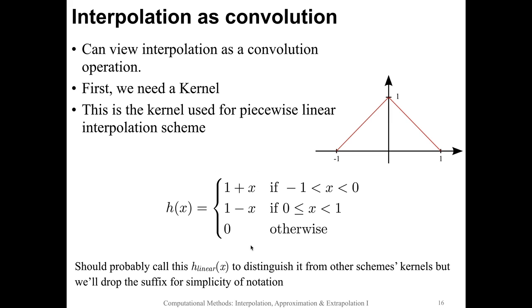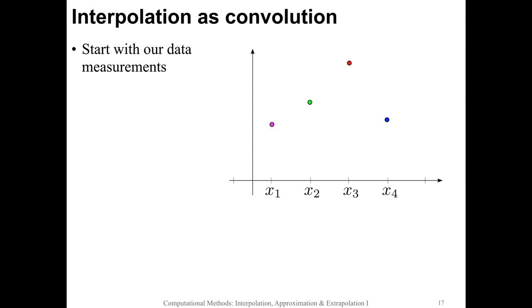And here's the actual functional definition for it. So I've written it as h of x here. I should probably call it h linear of x with a suffix here so that we can tell it apart from the kernels that we might use for a different interpolation scheme. But for now we're just going to drop this suffix and just write it as h of x for simplicity. So how does it work?